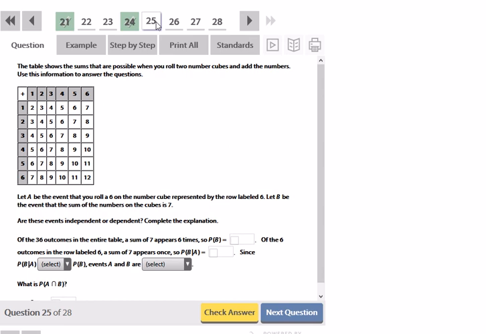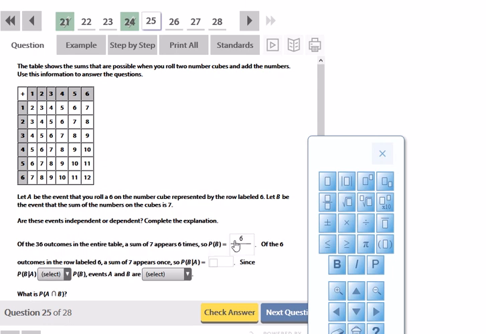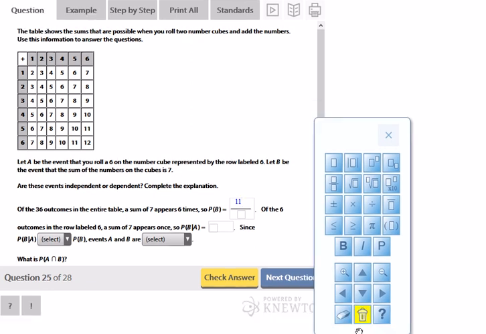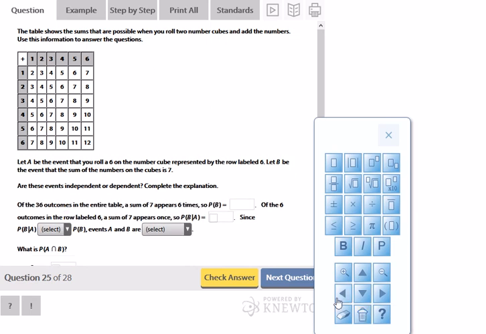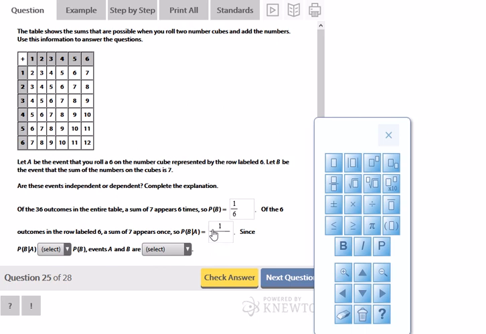So of the 36 outcomes on the entire table, the sum of 7 appears 6 times. So the probability of event B happening would be those 6 sevens divided by the total number of outcomes, which is 36. So 6 out of 36 should be 1 over 6. Let's put 1 out of 6, because that's 6 sevens out of 36. Of the 6 outcomes in the row labeled 6, a sum of 7 appears once. So the probability of B on the condition of A would be 1 over 6 as well.